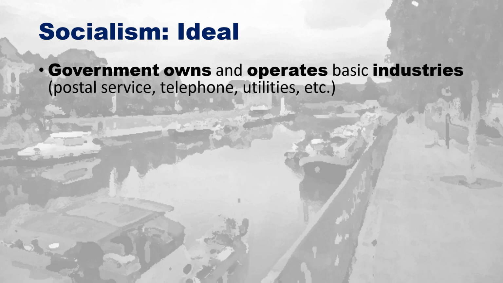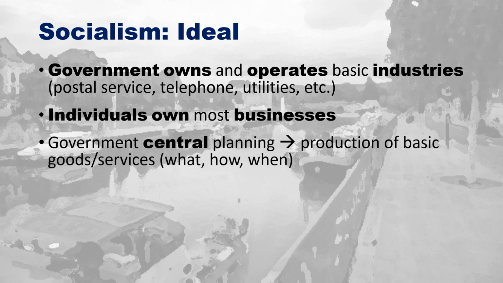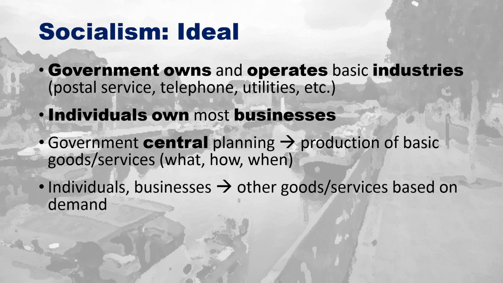Socialism, in its ideal notion, is where government owns and operates basic industries, so the postal services, the telephone, and utilities are examples of that. But individuals own most businesses. Government will do most of the central planning for the production of basic goods and services, about what they are, how they're produced, how much they cost, and when. But individuals and businesses provide the other goods and services that are based on demand.